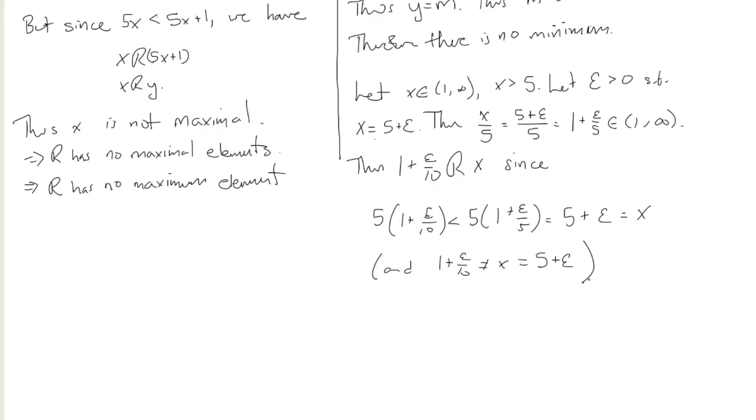And that's it. No matter what x value greater than 5 I picked, I've shown here's a number, 1 plus epsilon over 10, that is still bigger than 1, so it's in this interval from 1 to infinity, and it's related to x. Why is it related to x? Because of this. Thus, x is not minimal.